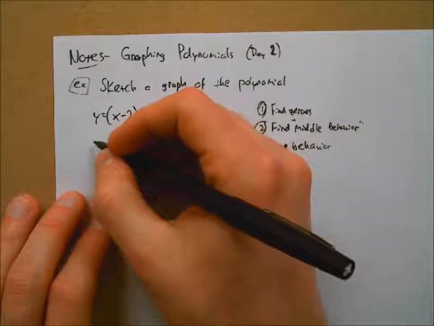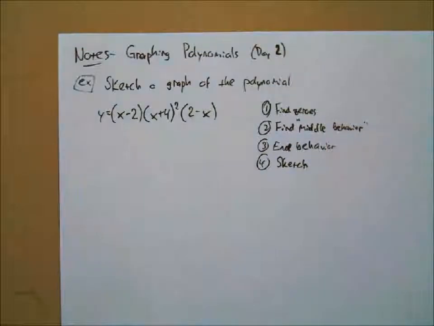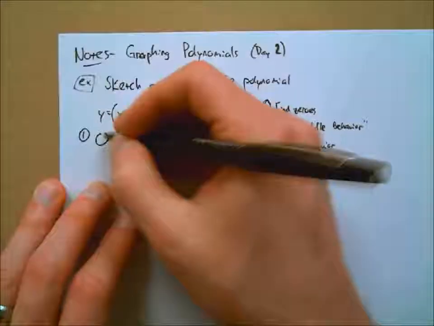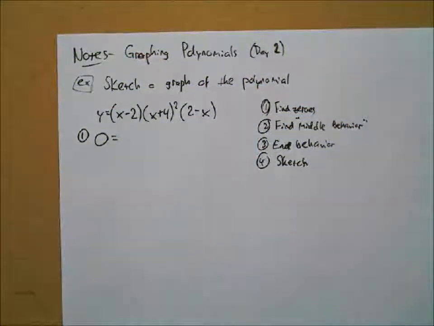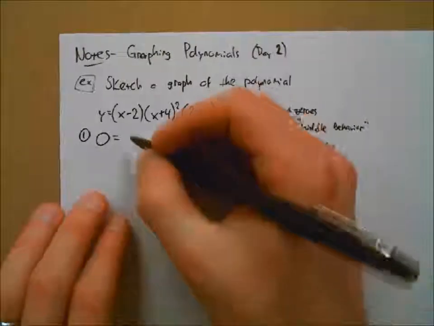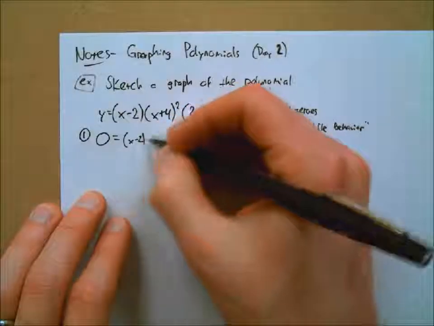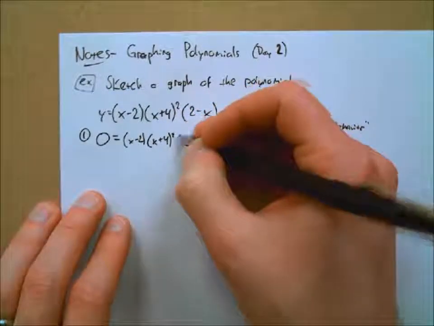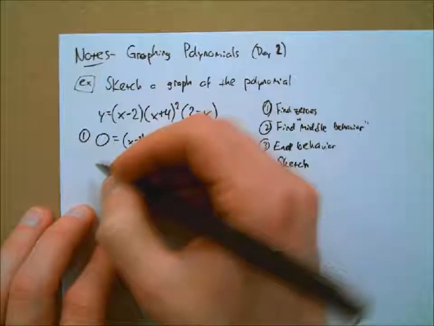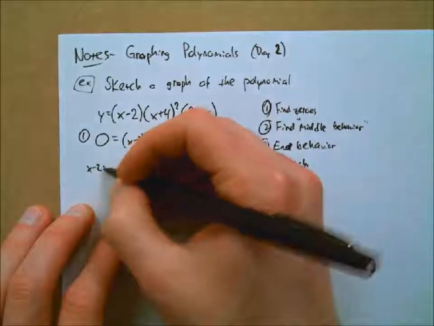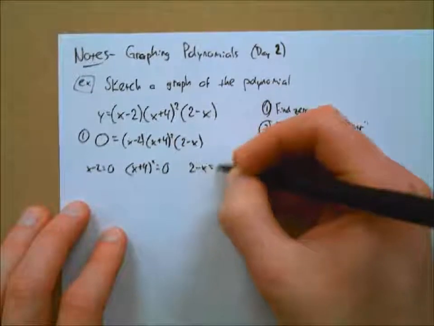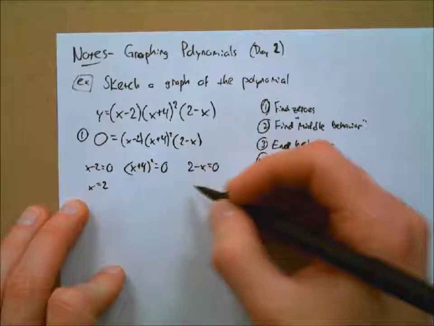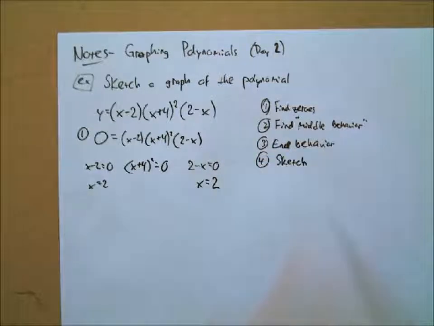So we set this thing equal to 0 to find the zeros. Step 1 here. And again, I'm listing these steps out explicitly. You don't need to actually list these out when you're doing the work. This is just for your notes, for your organization. I'm just doing this right now for your benefit. So we'll set this function equal to 0. And then we have the zero product property we can utilize here and say x minus 2 is 0, (x plus 4) squared is 0, 2 minus x equals 0. So that gives us x equals 2 here and x equals 2 there as well.